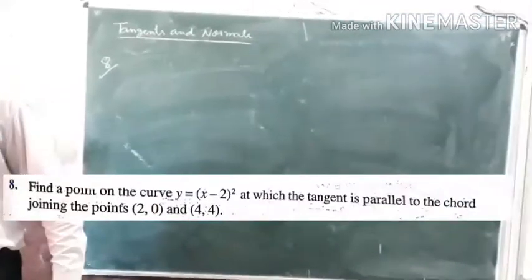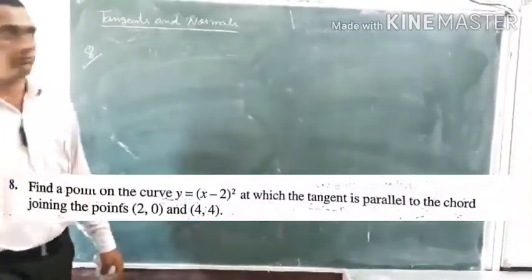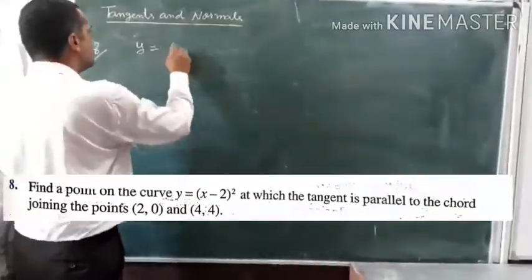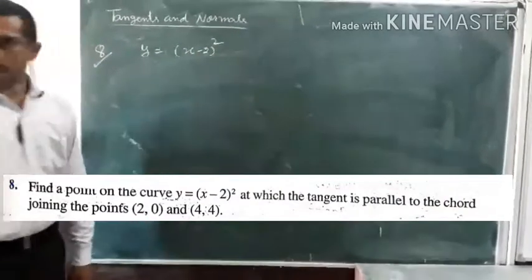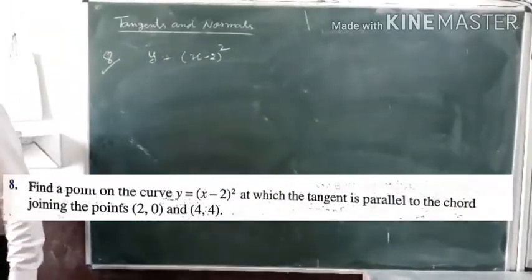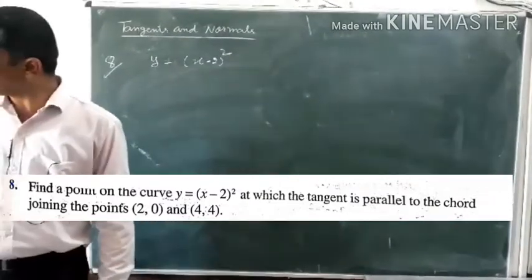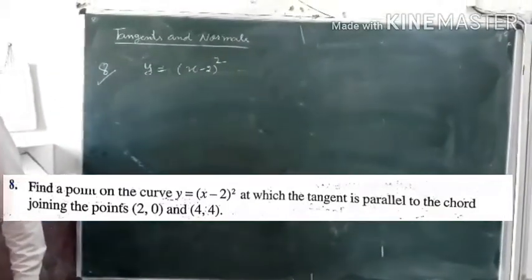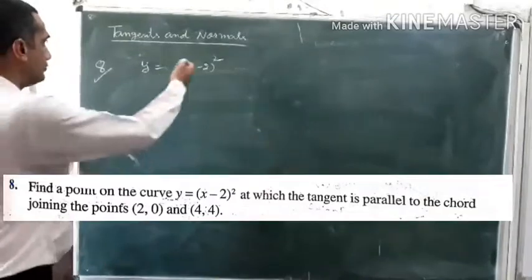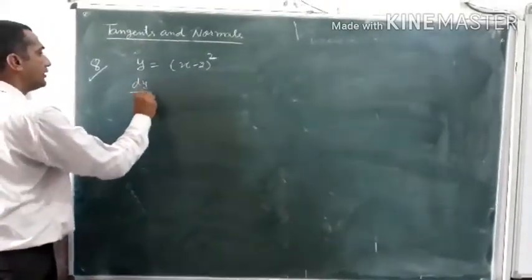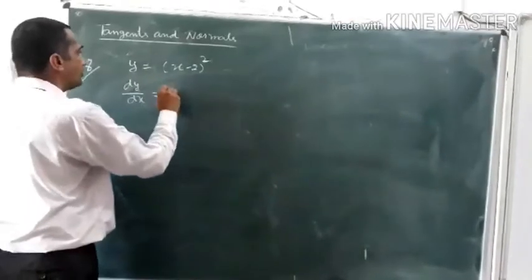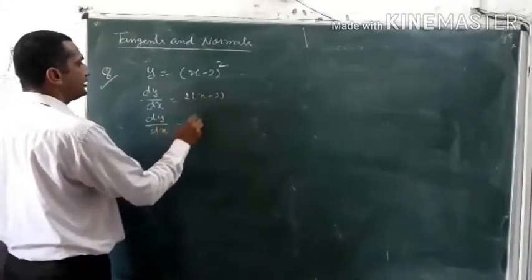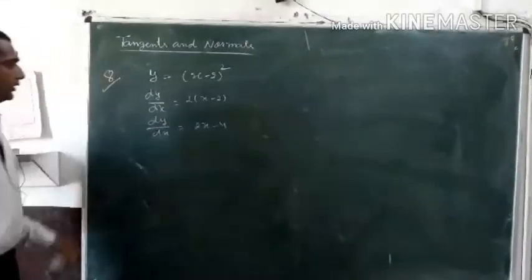Next, question number 8: find a point on the curve. You have given a curve y is equal to (x minus 2) whole square, at which the tangent is parallel to the chord joining the points (2, 0) and (4, 0). So first of all, find the derivative of this. dy over dx will be 2 into (x minus 2). dy over dx is equal to 2x minus 4.